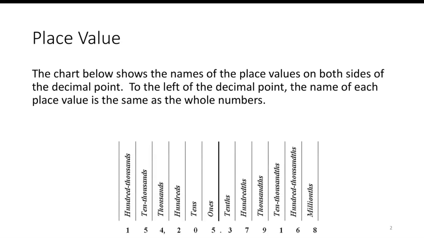The chart below shows the names of the place values on both sides of the decimal point. To the left of the decimal point, the name of each place value is the same as with the whole numbers. So ones, tens, hundreds, thousands, 10,000s, 100,000s, millions, and so on.